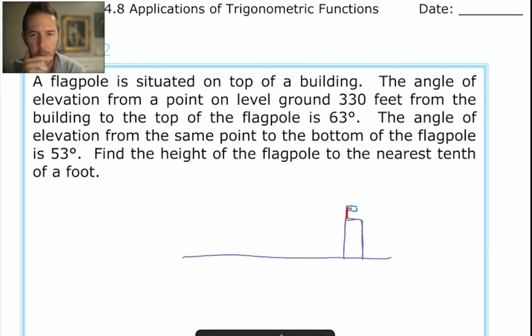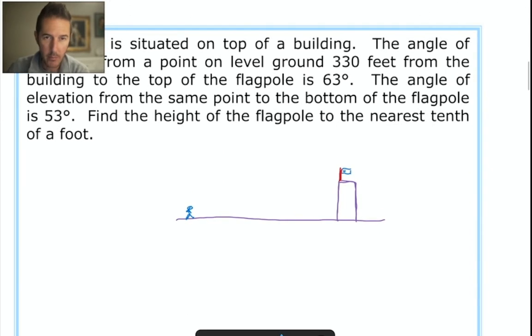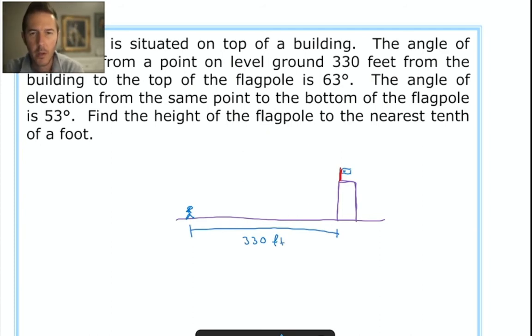Now, there's a point on level ground 330 feet away from the building. And let's go ahead and put ourselves there. And we can label that as 330 feet. That's two F's. That doesn't work that way. There we go.